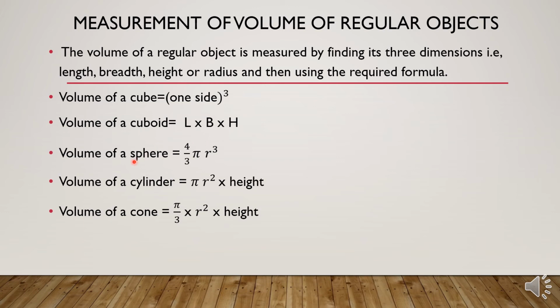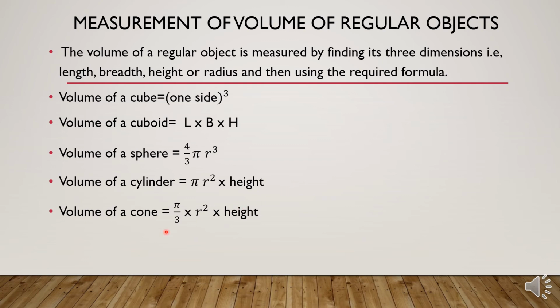Okay children, the volume of the sphere we can measure with the help of this formula: 4 divided by 3 pi r cubed. The pi value is already fixed, that is 22 upon 7 or 3.14, and r is the radius of the sphere. The volume of a cylinder we can measure with this formula: pi r squared multiplied by height. R is the radius, pi value is fixed, and height we measure and keep the values in the formula and we calculate the volume of the cylinder.